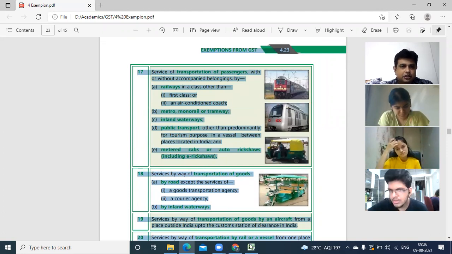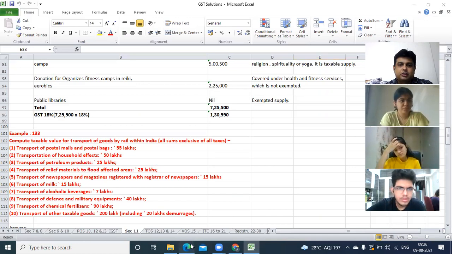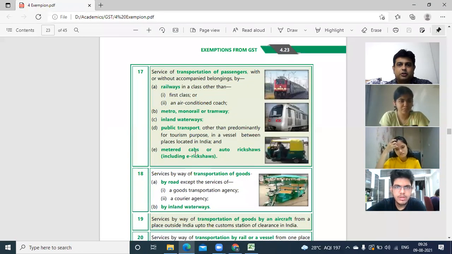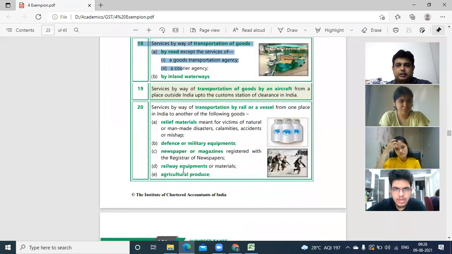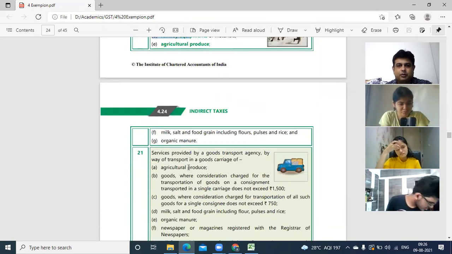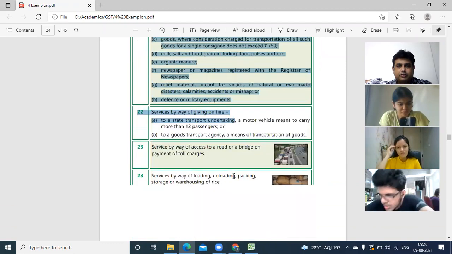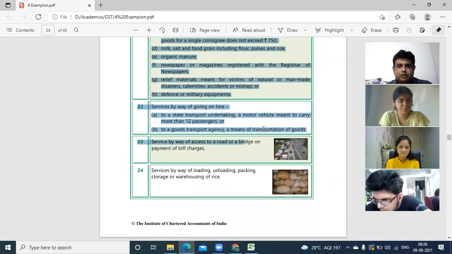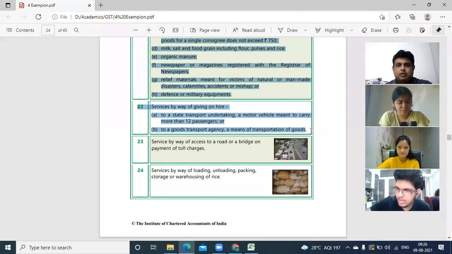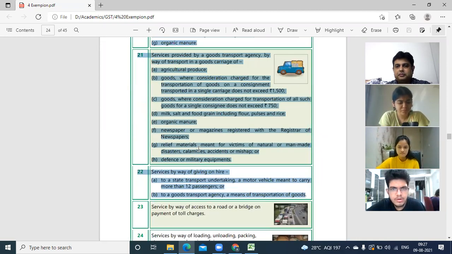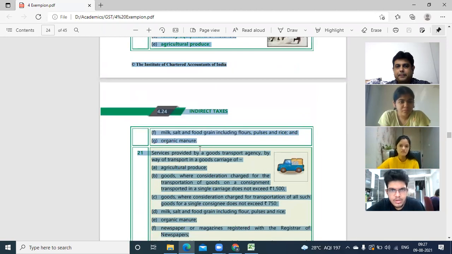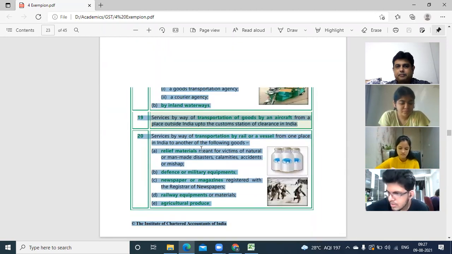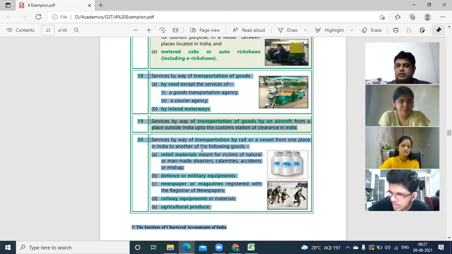I believe this question is based on transportation of goods. Sorry, if it is transportation of goods, तो बेटा यहाँ से start होगा 18 से 18, 19, 20. मैंने बोला इतना ज़्यादा क्यों है? So your answer is here only. Just refer this, you will be in a position to answer.